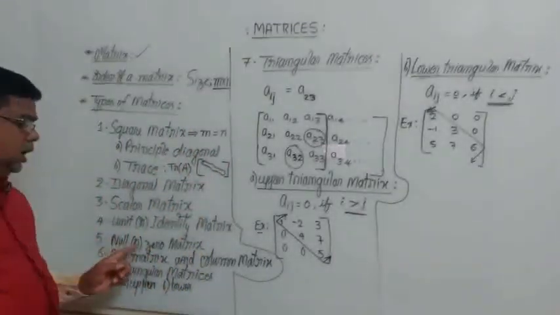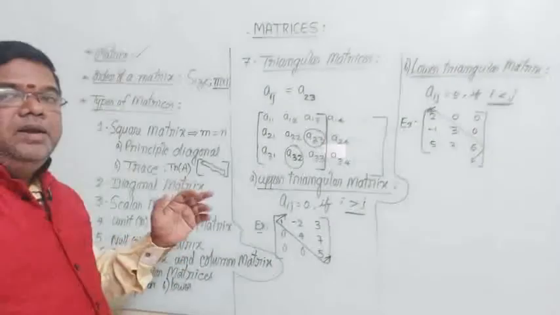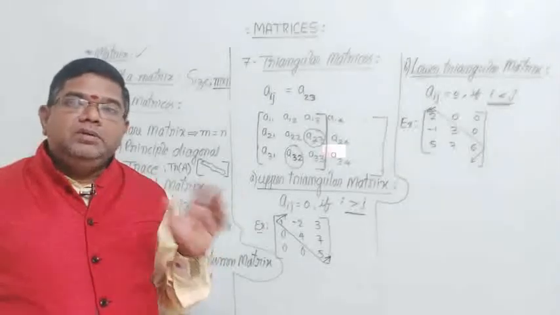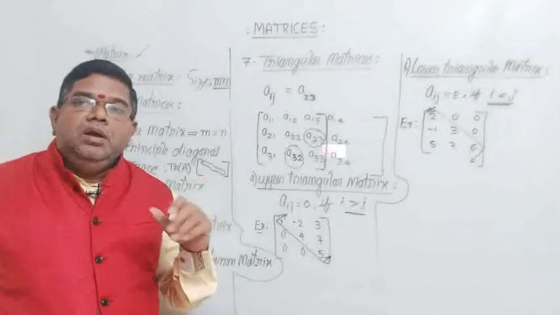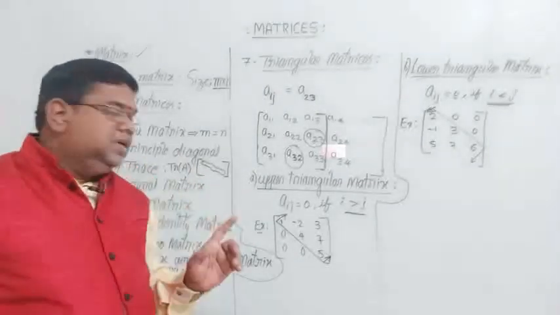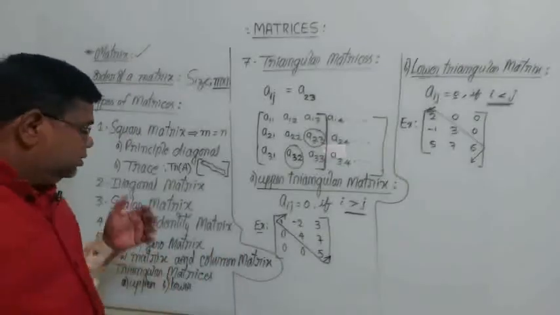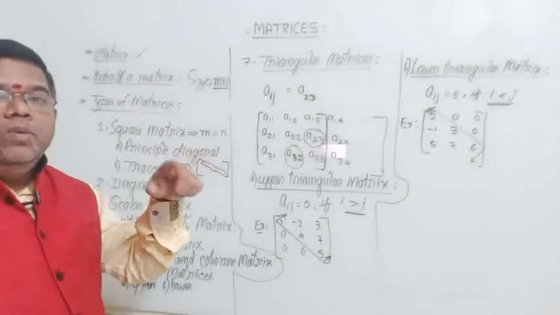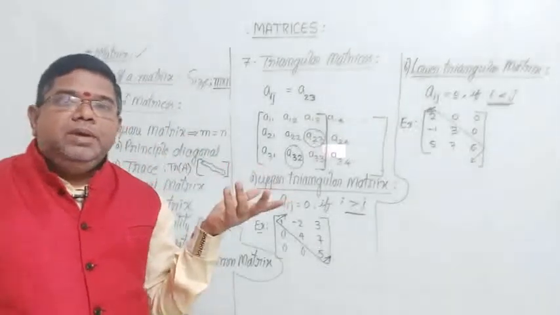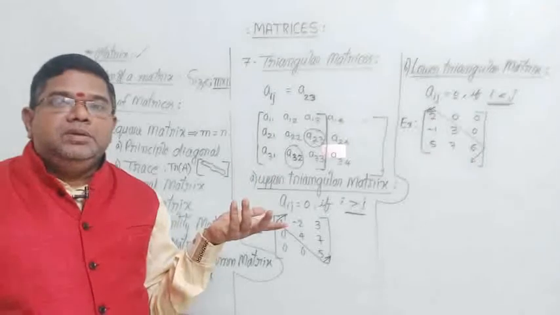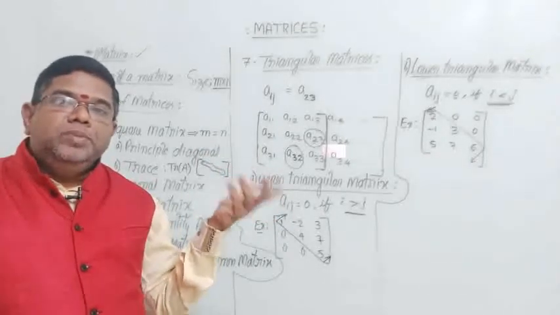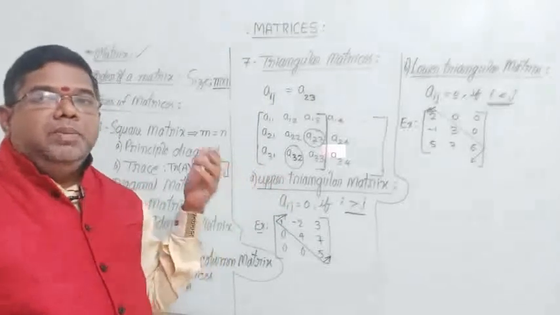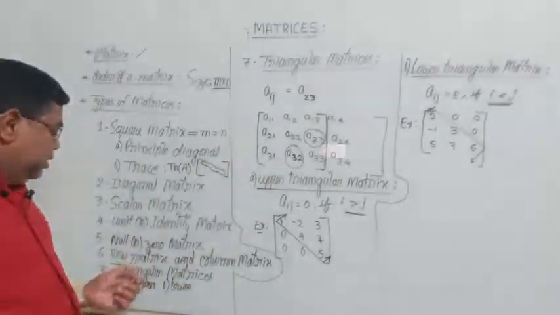The next one is the null or zero matrix. Null matrix or zero matrix means all elements are zeros. The name itself says zero; null means empty. It is denoted by capital O. It may be of any order, a square matrix or not a square matrix: 2 by 2, 2 by 3, 3 by 1, 3 by 2, 3 by 3, any order. May or may not be square.